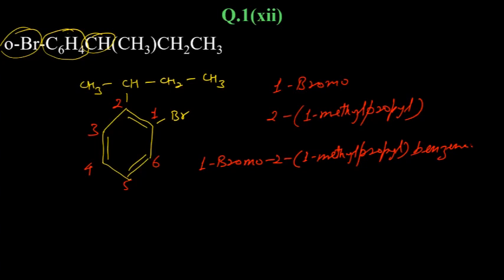Okay. Here bromine is attached directly to the benzene ring, not with CH2. So it means it is aryl halide. And if it is aryl halide, you don't need to mention primary, secondary, tertiary.